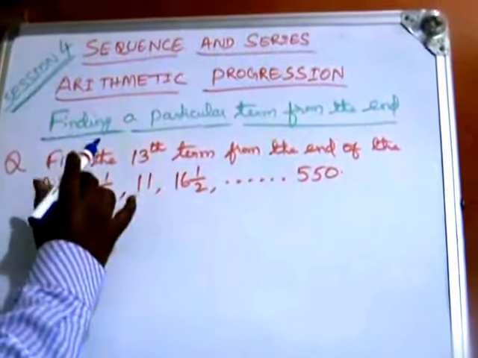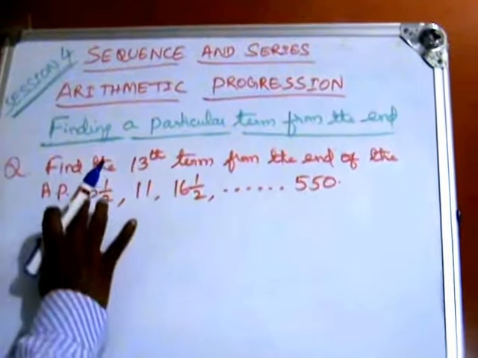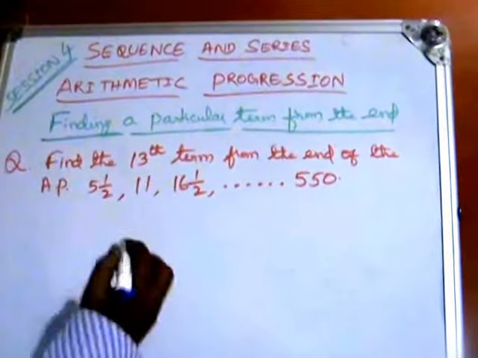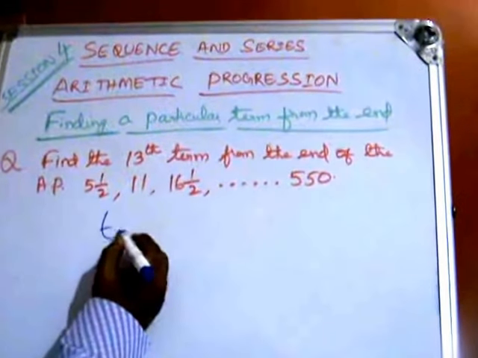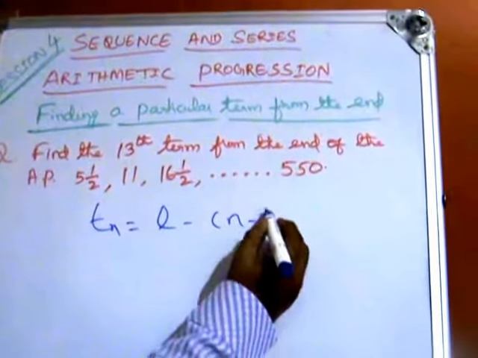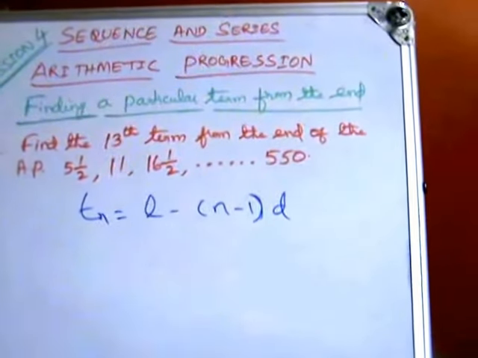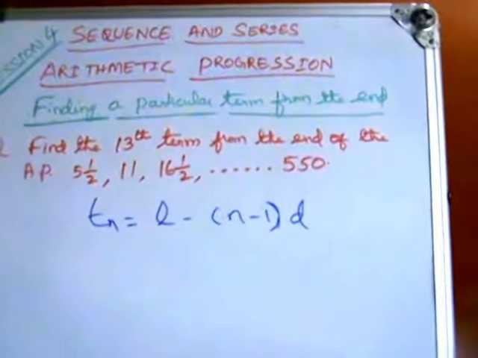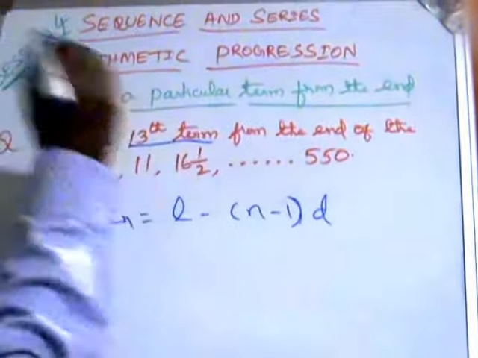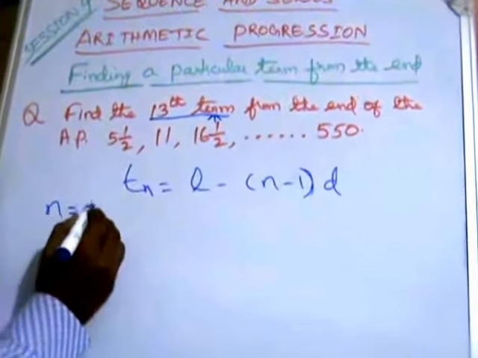This is the same model, finding a particular term from the end, but the only difference is fractions are involved in it. So this is also the same type. We know the formula straight away now. We write this formula from the nth term: Tn equal to L minus (n minus 1) into d. The last two sums I showed you how the formula has been arrived at to find the nth term from the end. Now we want the 13th term. I told you whenever the word term comes, n stands for 13.